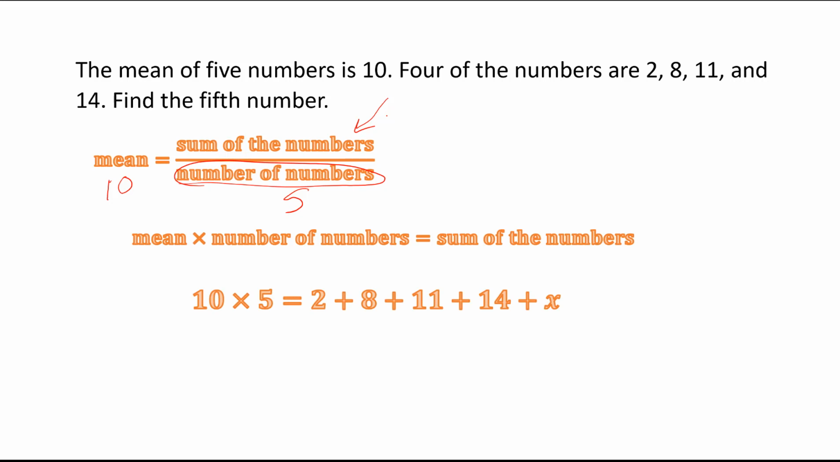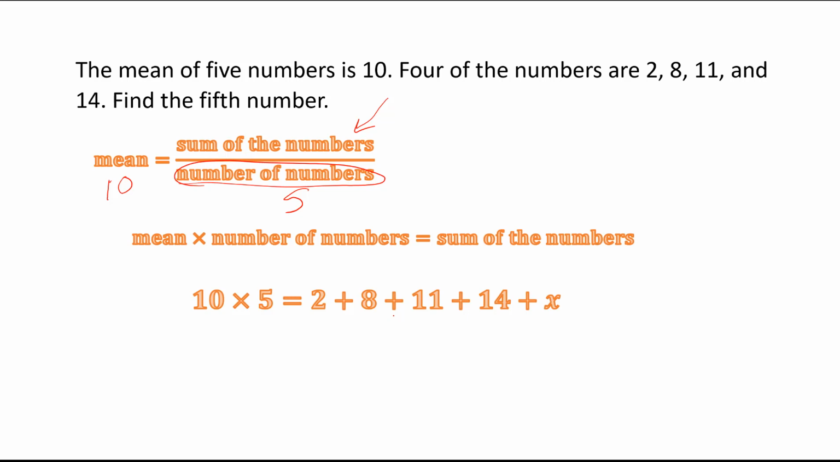And we know 4 of the numbers are 2, 8, 11, and 14. So we're supposed to be finding the 5th number. So 2 plus 8 plus 11 plus 14, that's the sum of 4 of the numbers. Then there's one number we don't know, so we'll call it x. If we add up all those numbers, we should get 50 because they told us the mean is 10 and there are 5 numbers. So mean times how many numbers there are tells us the sum of all the numbers. So 10 times 5, 50, is equal to 2 plus 8 plus 11 plus 14 plus x.